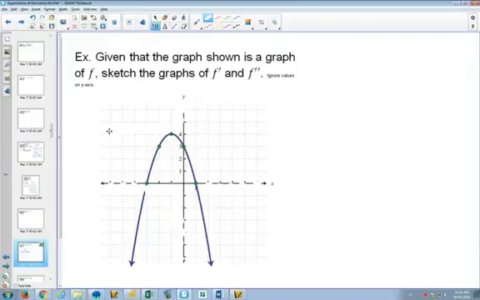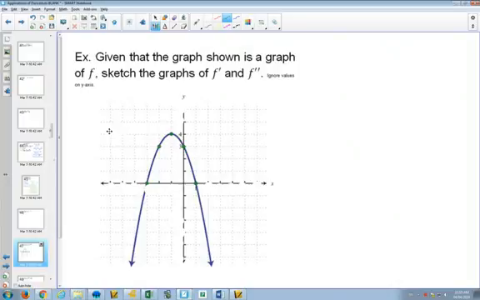So what we're going to do with this analyzing graph section, we're going to ignore all the numbers and just say we started with the parabola. And we're told that this is the graph of f. So could we sketch the graphs of f prime, and could we sketch the graphs of f double prime if we weren't given any values?